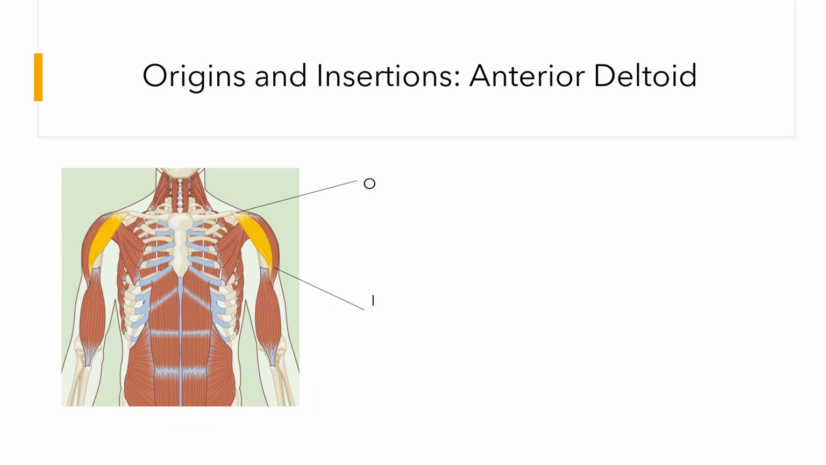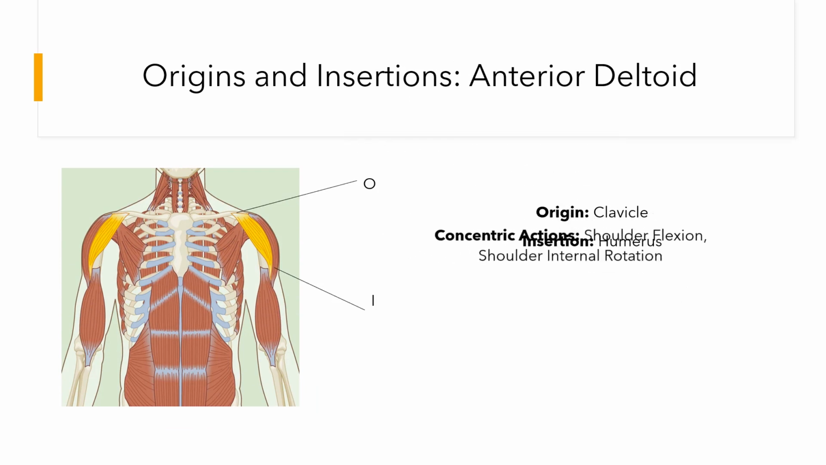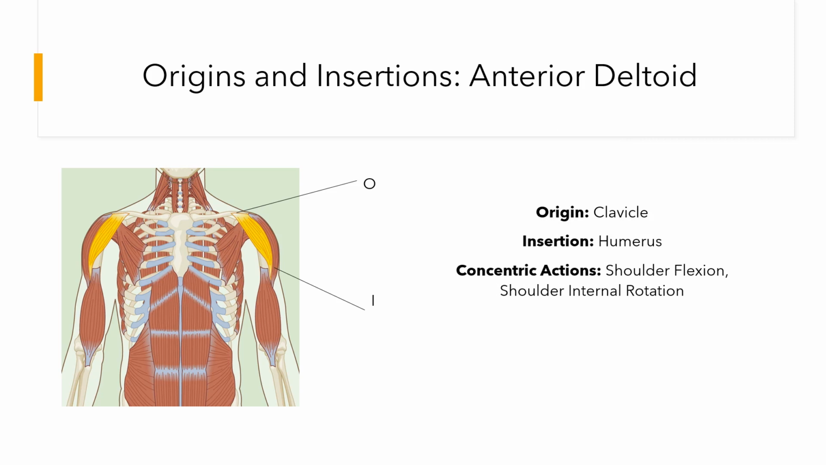Anterior deltoid originates at the clavicle and inserts into the humerus in the arm, so not the scapula for once. Concentrically, you're going to get shoulder flexion. Think of a front raise. It's shoulder internal rotation coming across, like throwing a punch. And eccentrically, you're going to get shoulder extension, so think of that like lining up to hit a snooker ball, and shoulder external rotation, which is lining up to throw a ball.